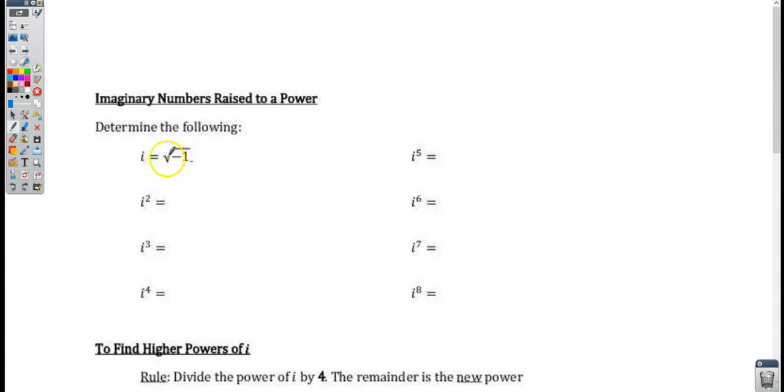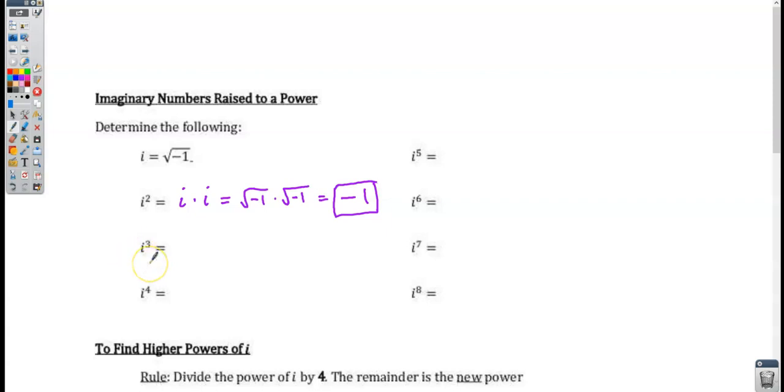We know that i is equal to the square root of -1, which means that i squared is equal to... well, let me go back a little bit here. We've already talked about this. So i squared is equal to i times i, and we know that i is the square root of -1. So this is the square root of -1 times the square root of -1, which is equal to -1. So that's the value of i squared.